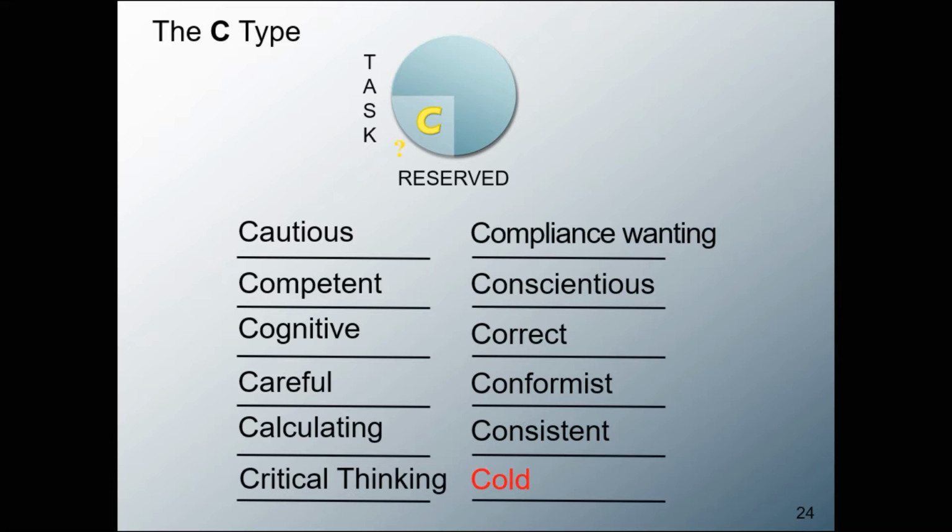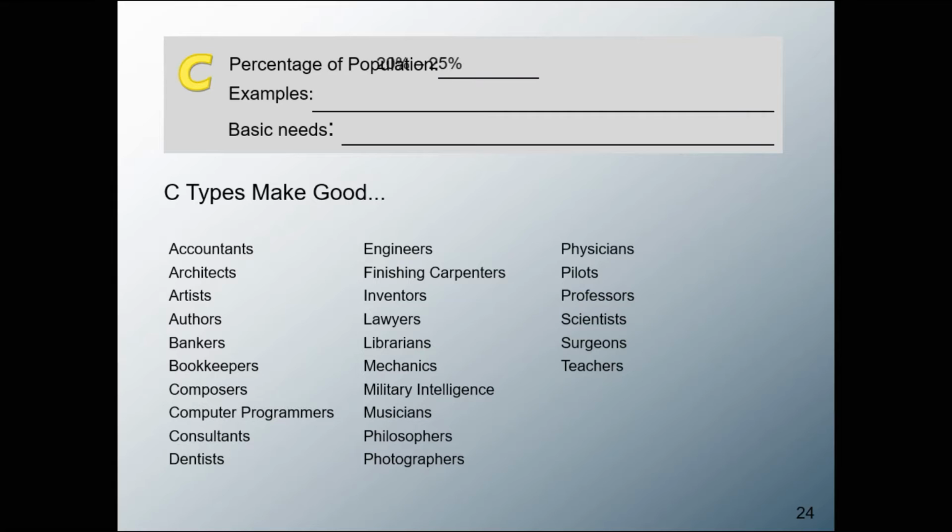Again, when we look at cold, it's not because they are cold, but they can be perceived to be cold because they are in their head all the time, and most of the time. It's not that they're not sensitive to other people, but they think first, and then they will think of other people afterwards. Percentage of the population, 20 to 25.